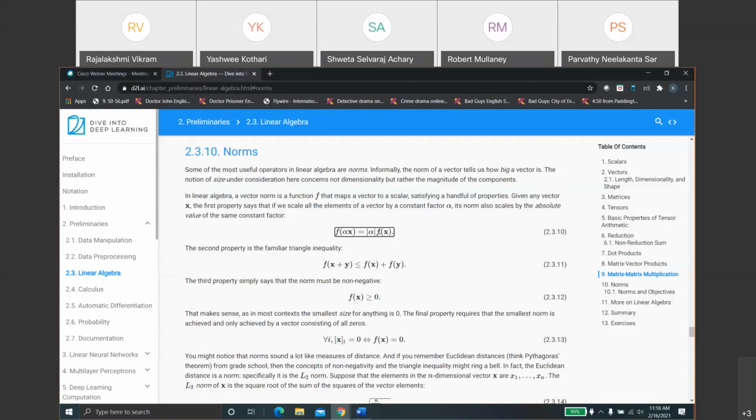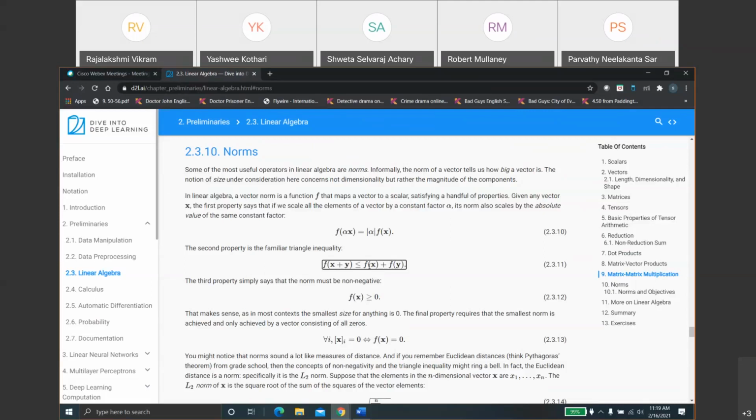The second property is the triangle inequality. We might have seen this in Pythagoras and all. So if two vectors are added, then the norm of f of x plus y will always be less than or equal to f of x plus f of y.